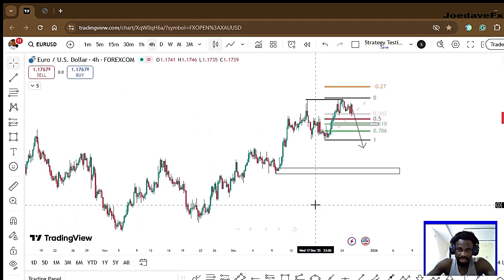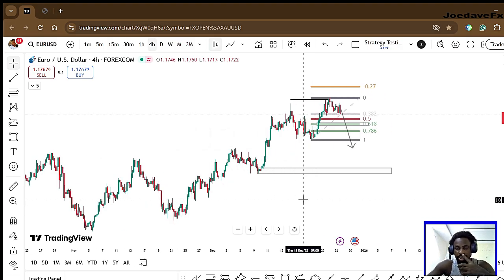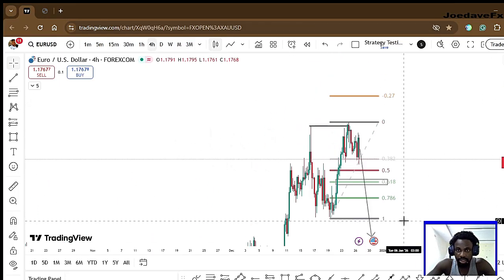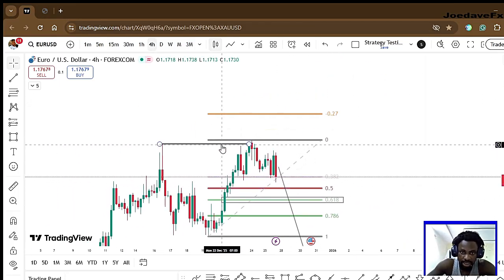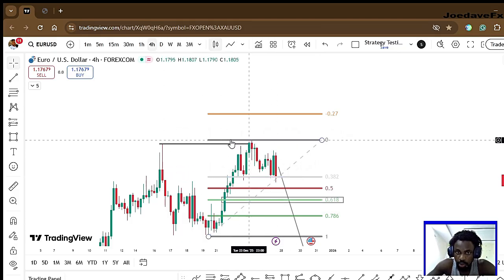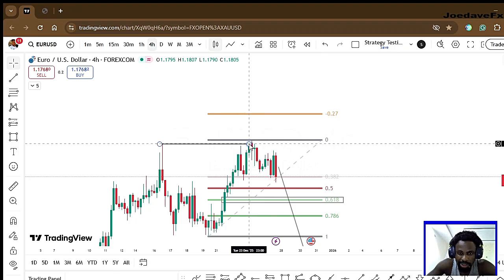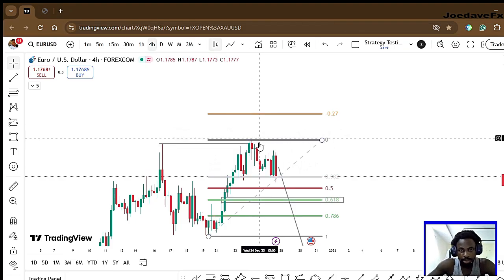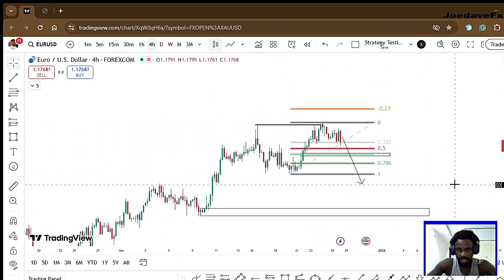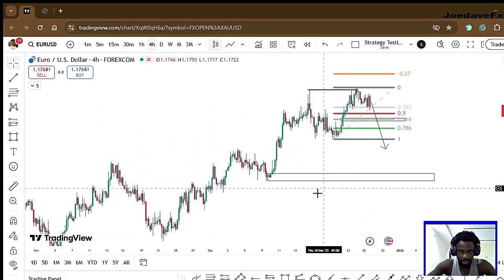The reason I say that is, try to understand something here. This break of structure we had was not really a clear one. In fact, from my own side, I would say this is not a break of structure, because this still looks like a double top to me. It's just the body closing a little bit above it. You need to see more of the body, very clean. But let's still take it as a break of structure. I don't want to confuse you guys here.